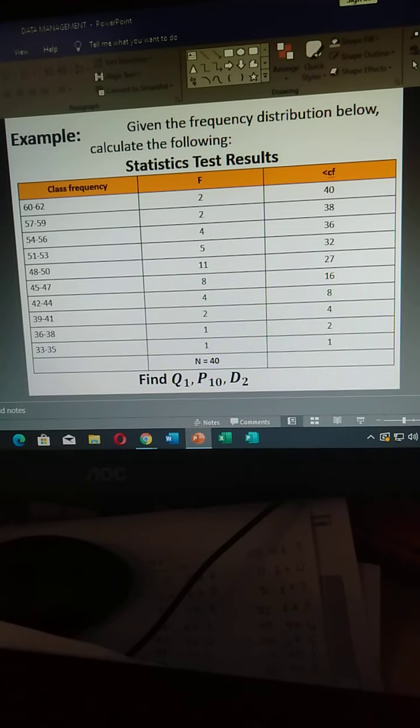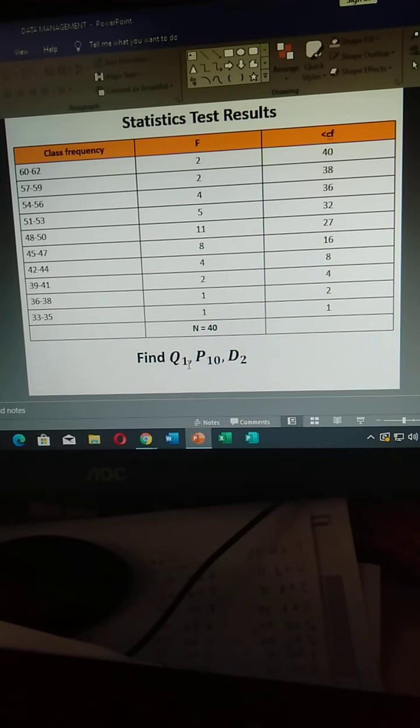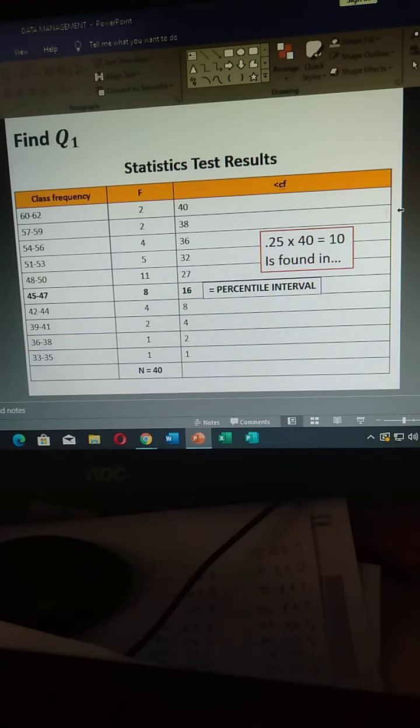So, let's do first. Okay, ito siya. And find Q1, sabi dito, Q1, P10, and D2. First, let's find for Q1. So, given naman na si cumulative frequency, at tinuro ko naman na kung paano kumuha ng cumulative frequency. And we have total number of 40. Total number of frequency rather. Okay. So, paano? So, Q1 is equivalent to, okay, what? P?